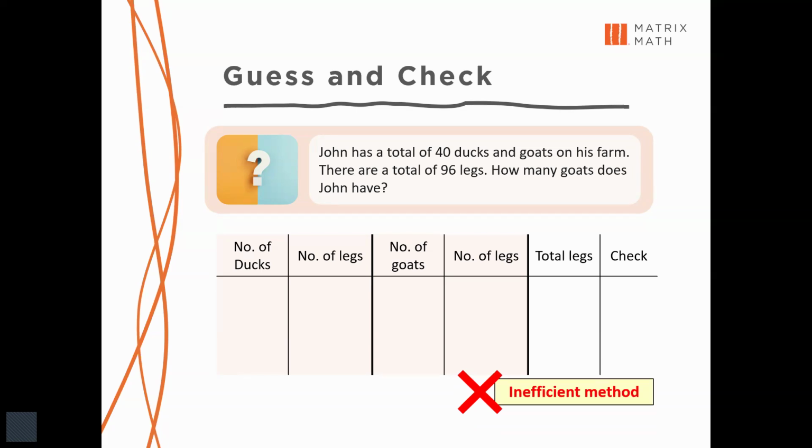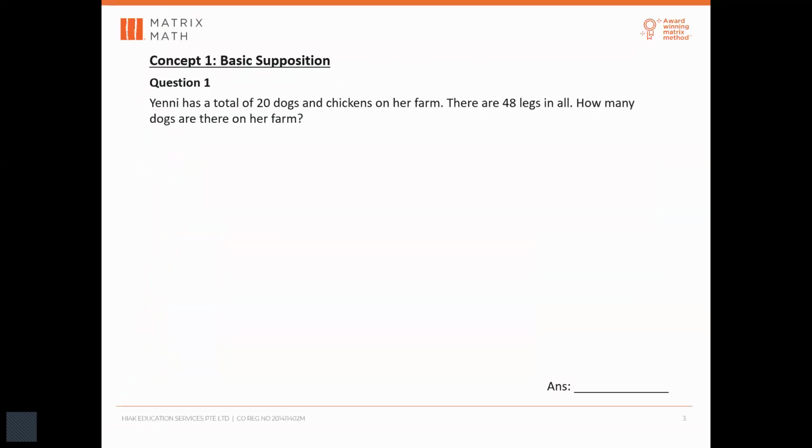That is why we will be doing the supposition or assumption method. It's the same thing, supposition or assumption method, and it is a more efficient way to get the answer. Once you understand that, it's actually pretty easy. When the question comes out, you recognize it and you can apply this method.